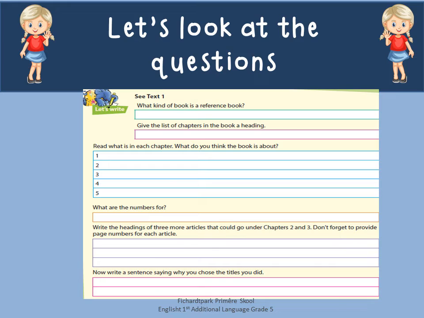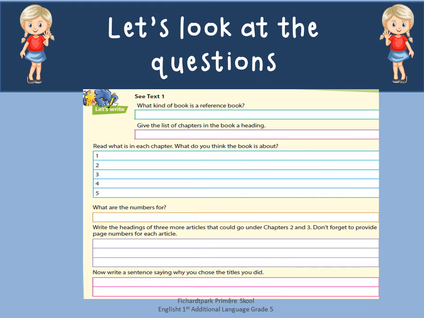Let's look at the questions, and then you are going to answer them on your own, because at the end of the 2-week cycle you will receive a marking page with all the correct answers. What kind of book is a reference book? Give the list of chapters in the book a heading, so decide on a general name for the headings for each chapter. Read what is in each chapter and what do you think the book is about. So use the reference list from text 1 to decide what this book is about in each chapter. What are the numbers for?